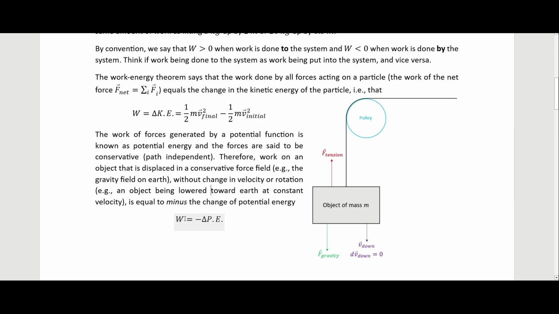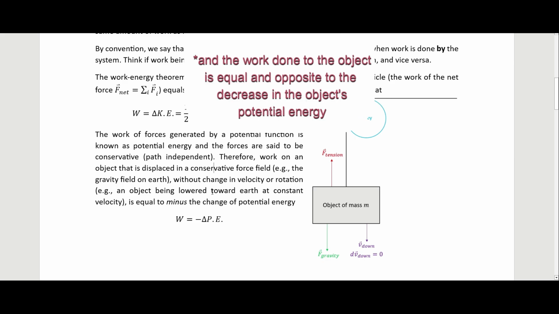So what this is telling us is that work done by the potential here is equal to the negative of the potential energy of the object. So the way we can think about that is this. As we are lowering this object down, there is work being done onto it by the potential.